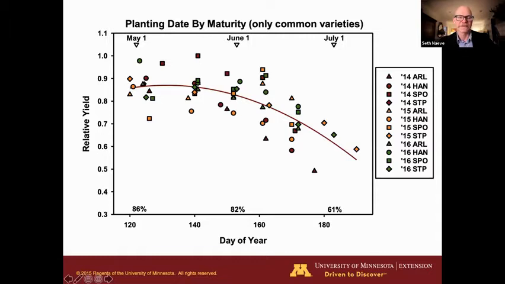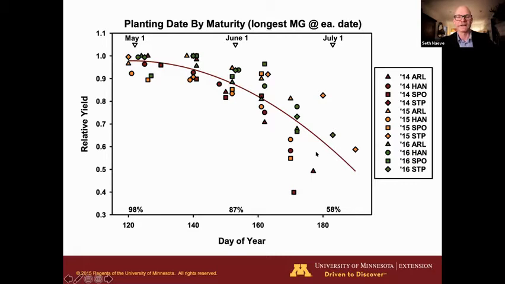The take home here, though, is that when we looked at common varieties across all these locations, we saw the same sort of curve that we would normally see. We see maximum soybean yields in this early May period, and then once we get out to June, things really drop off heavily.